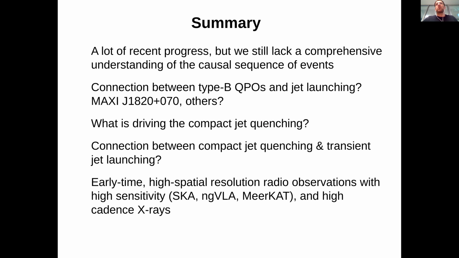Recently, for the first time, the type B QPO was able to be directly connected to the launching of the jet knot, but that picture still needs to be filled in somewhat, especially for other systems. And while we've got a better understanding of how the compact jet is quenched and relaunched, we have yet to pin this down to any specific changes in the accretion flow. We're also yet to explore if there's any connection between the compact jet quenching and the transient jet launching, which seem to happen around the right time. So we've still got a lot of questions to answer, and we need more data on this.